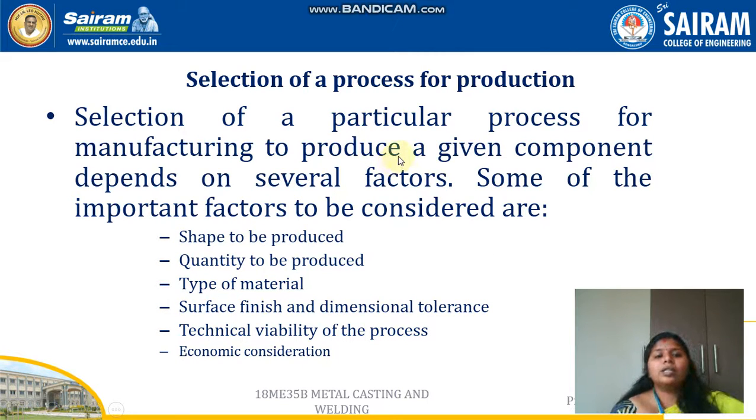The next topic is the selection of a process for production. How do we select the process? It is based on the shape to be produced, the quantity to be produced, type of material, surface finish, dimensional tolerance, technical viability, and economic considerations. These are some of the factors to be considered while selecting a process among these four. So this is about the introduction to manufacturing.